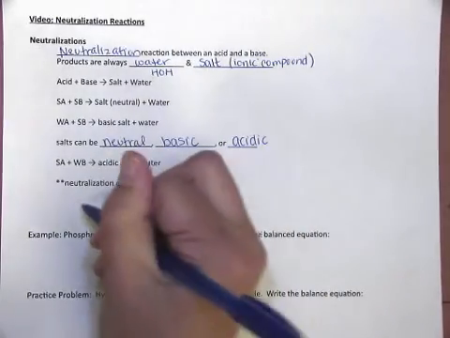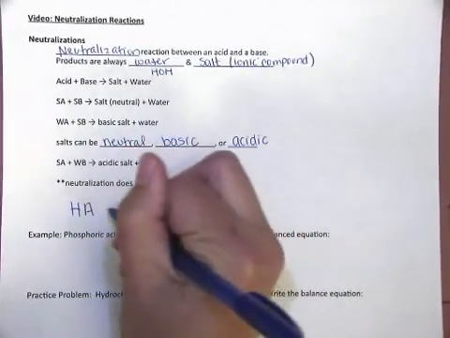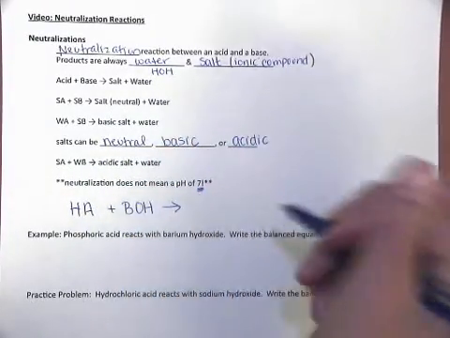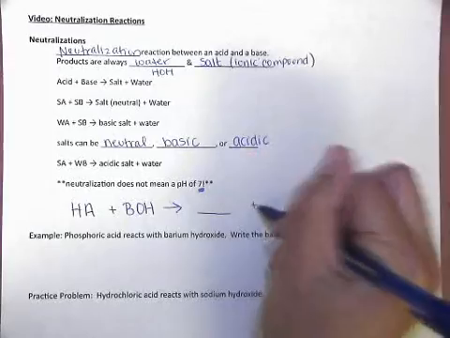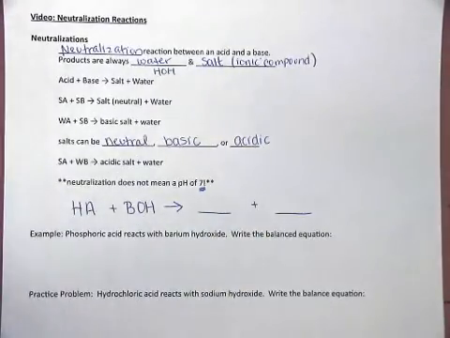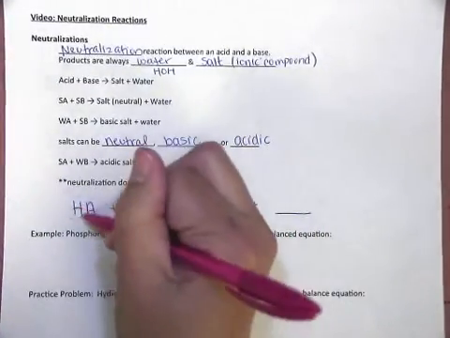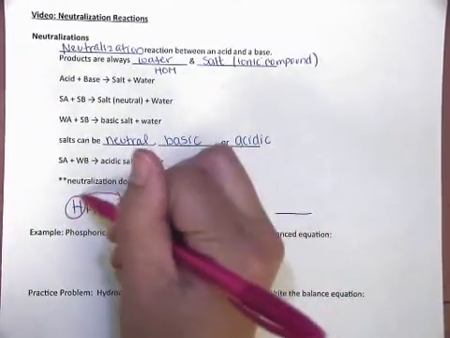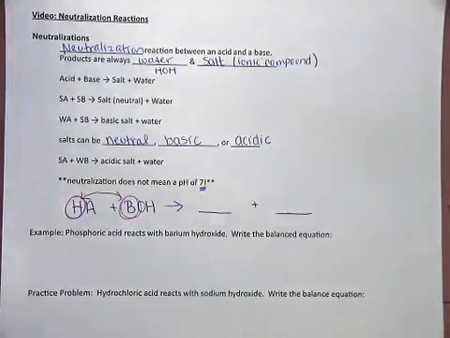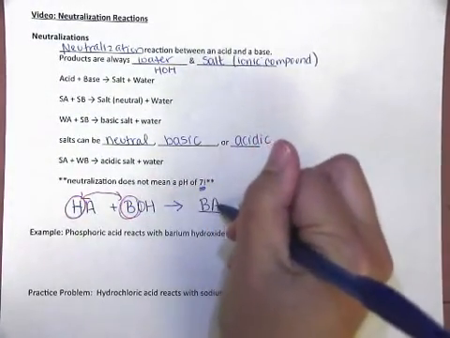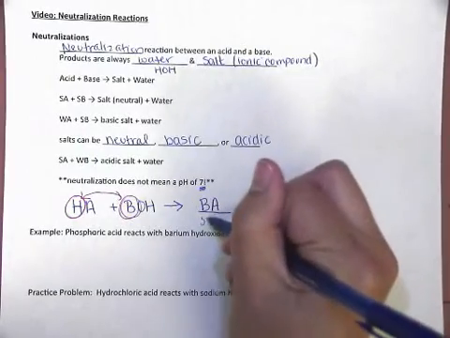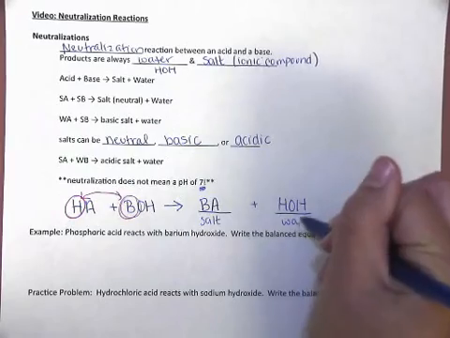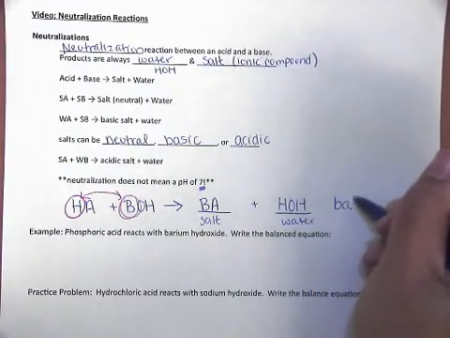Now, in a neutralization reaction, we have our acid plus we have our base, and they're going to react together to make our salt and water. It's a double replacement reaction where my hydrogen and the cation in front of my base are going to switch places. So I get BaA, which is my salt, and I get HOH, which is my water. And then, of course, I balance.